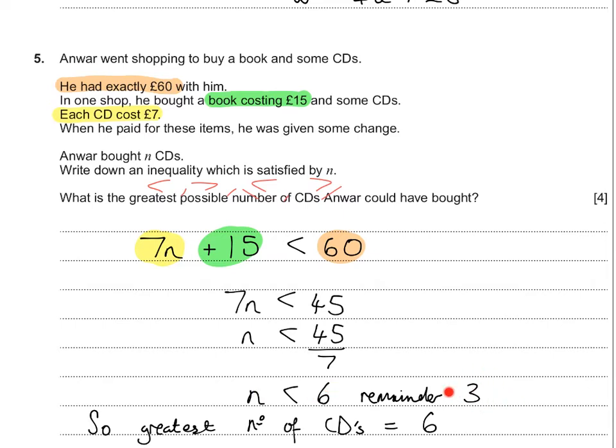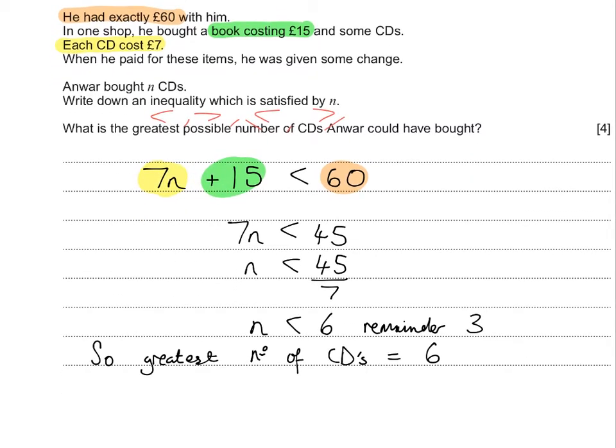Now 7 doesn't actually go into 45, so what I wrote down next was N is less than 6, but you would also have £3 remaining. So if I have 45 quid and I bought a number of CDs that cost 7 quid, I could have got 6 of those maximum, and then I'd have had £3 change. Okay? Now the final question is, what is the greatest number of CDs Anwar could have bought? So my answer is 6. That's the greatest number of CDs he could have bought.